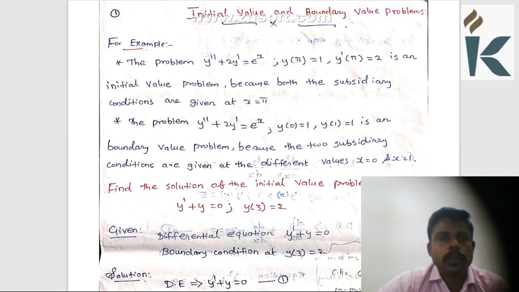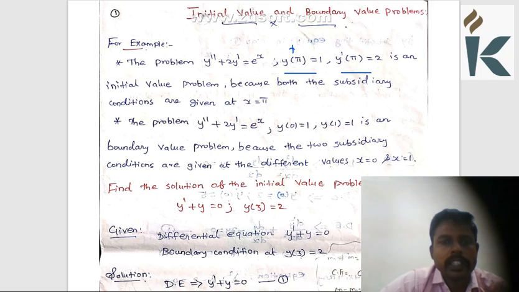Today we'll discuss the topic of initial value and boundary value problems. First of all, you have to know what is meant by initial value problems. See this problem: y double dash plus 2y dash is equal to e power x. They are giving two subsidiary conditions: y of pi is equal to 1, y dash of pi is equal to 2. See this x value here, the initial boundary condition x value is given as pi.